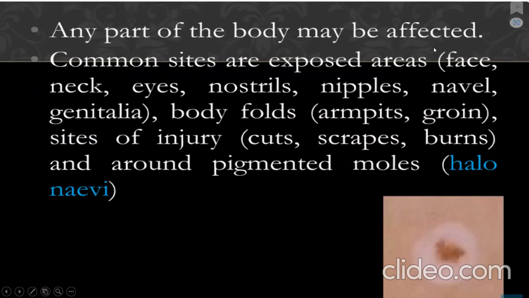Any part of the body may be affected. Common sites are exposed areas like face, neck, eyes, nostrils, and other areas like nipples, navels, genitalia, body folds like armpits and groin, sites of injury, cuts, scrapes, burns, and around pigmented moles. The patch around a pigmented mole is called halo nevi. You can see in the image, this spot is called halo nevi.